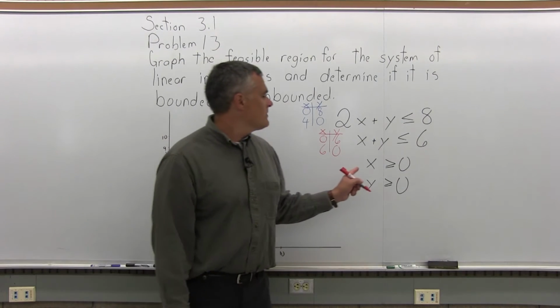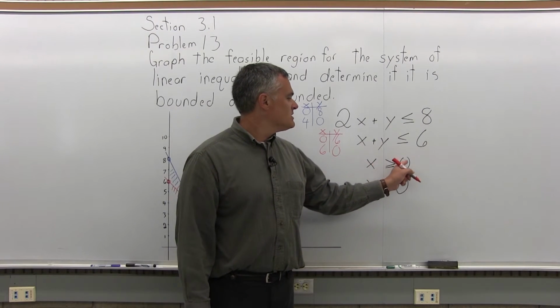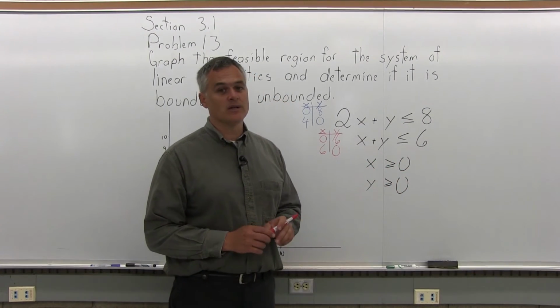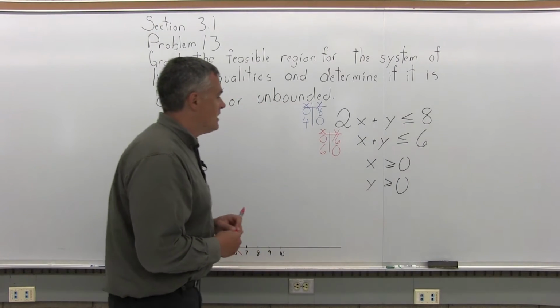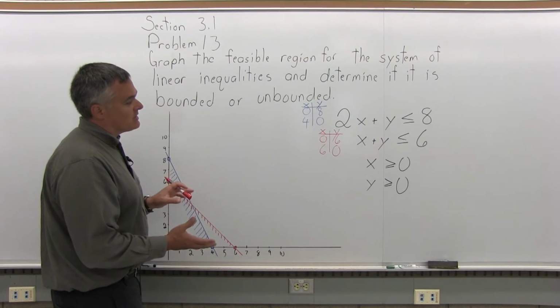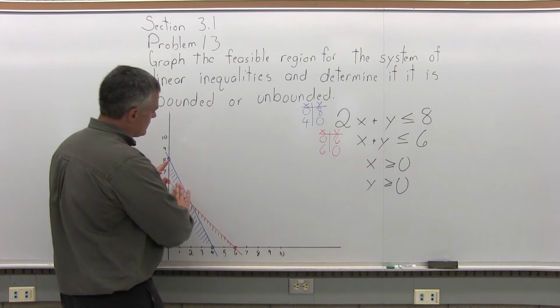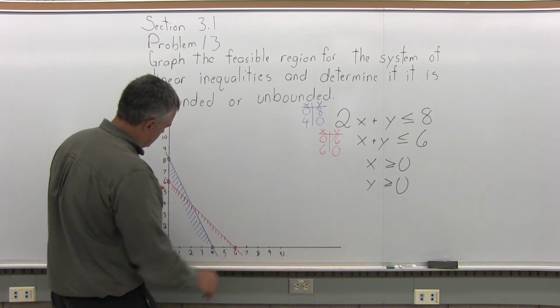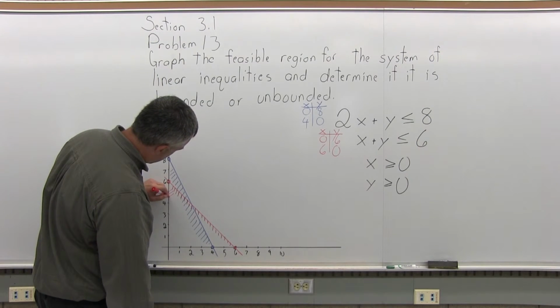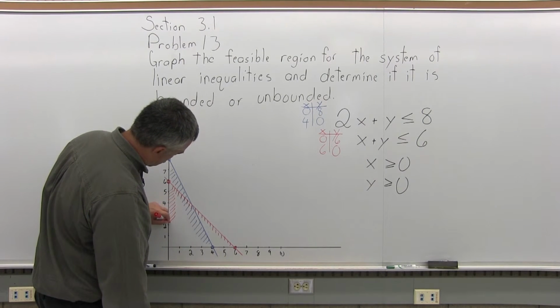And now, x is greater than or equal to 0 is my next linear inequality. And we see this one quite a bit. That means I want only the points in my feasible region with positive x coordinates. So really everything to the right of the y-axis. So it's going to fill in here.